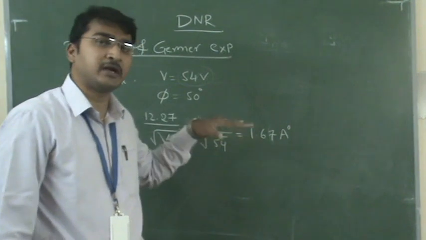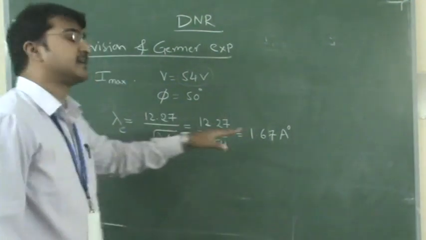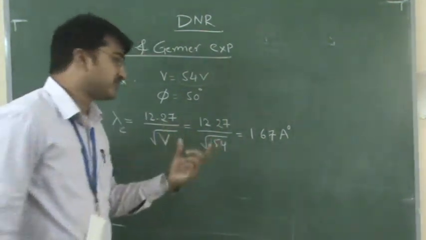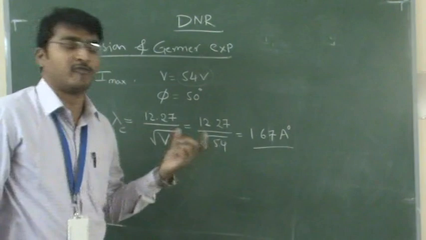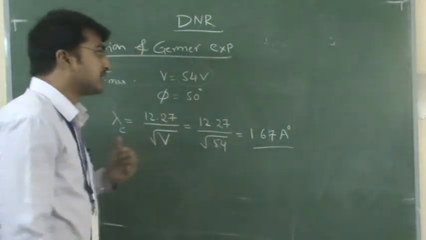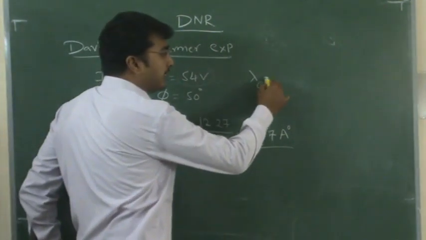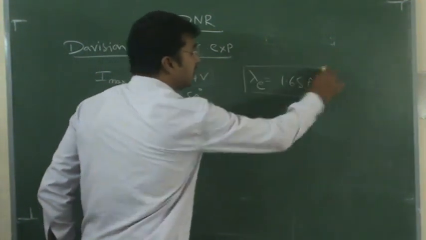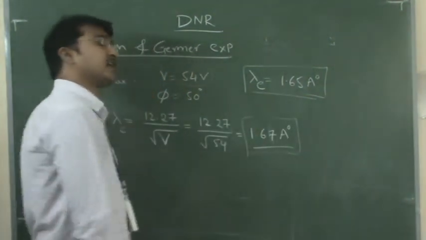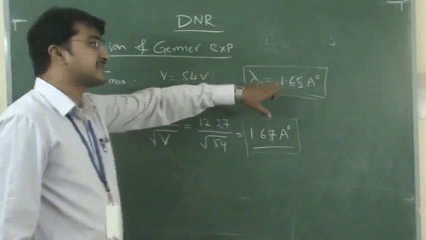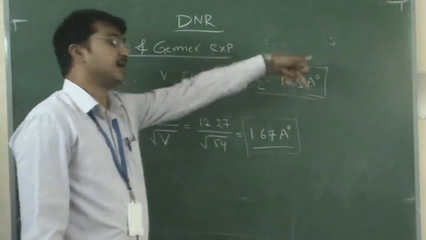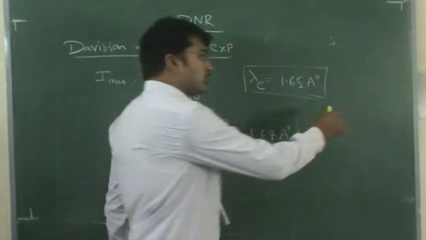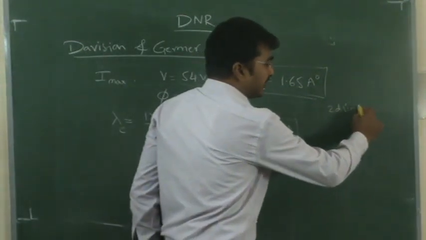So this is what we calculate experimentally as the wavelength of the beam of electrons. This is an experimental value. It is not the theoretical value, but the theoretical value for the electron beam is 1.65 angstroms, which is almost equal. So how do we find this theoretical value? There is an equation, Bragg's law: 2d sin theta equals n lambda.